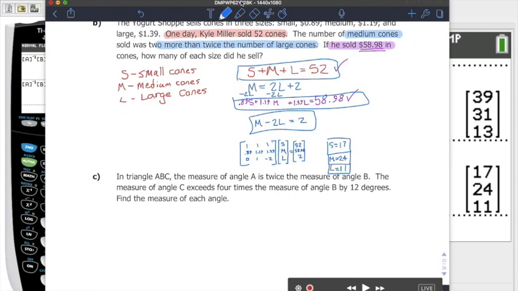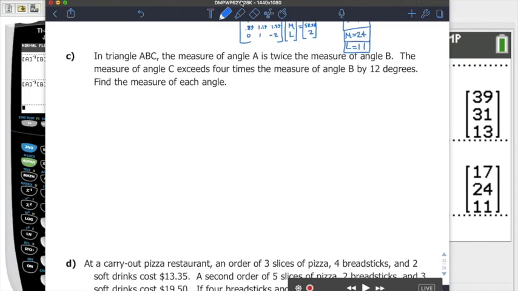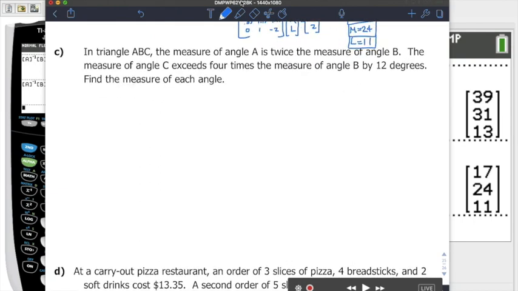Okay, so we'll get a couple more here, and we'll try and bust them out. The hardest part is setting it up. Once you know how to type it in the matrix, it's pretty easy. You got another triangle ABC. The measure of angle A is twice the measure of angle B. And then the measure of angle C exceeds 4 times the measure of angle B by 12 degrees. Find the measure of each angle.